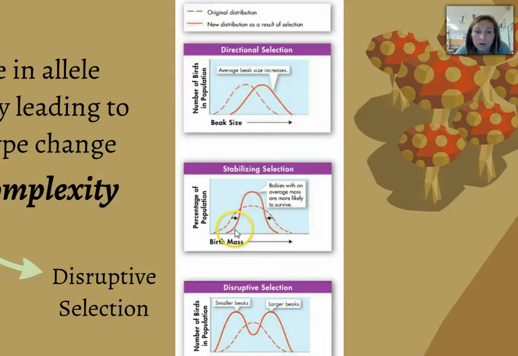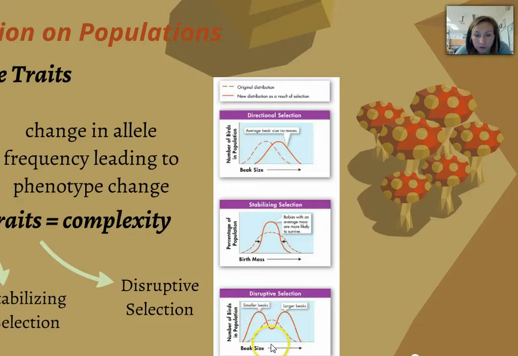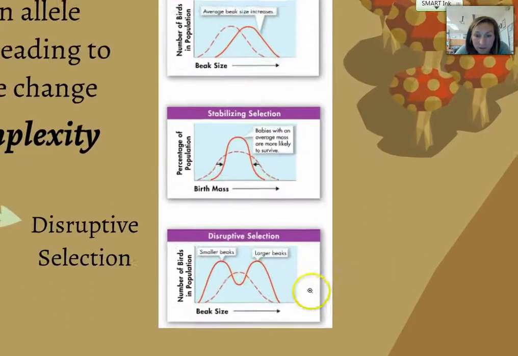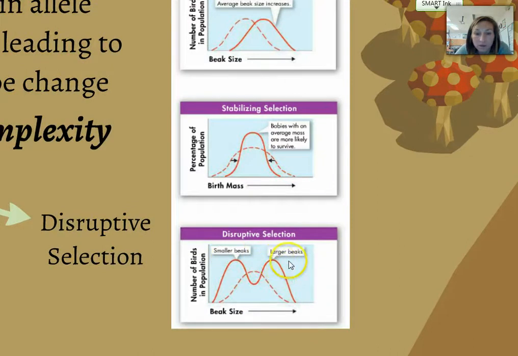Stabilizing selection, now take an example of birth mass in a percentage of a human population, and the average mass that's most likely to survive is in the middle. It's not too low and it's not too high. So it's the middle phenotype that is usually seen in stabilizing selection. And lastly, in this bird population, we're looking at beak size again. Let's just say that the smaller beaks and the larger beaks, for some reason, are more suitable for the environment than the average or the middle-sized beak. And so when the extremes are what are chosen, we have disruptive selection.